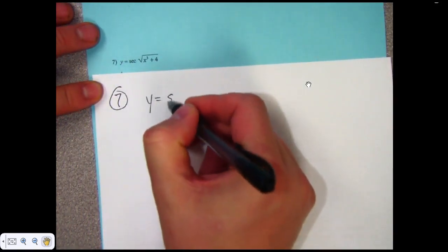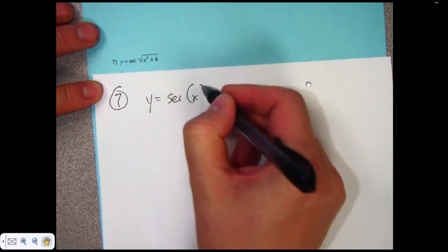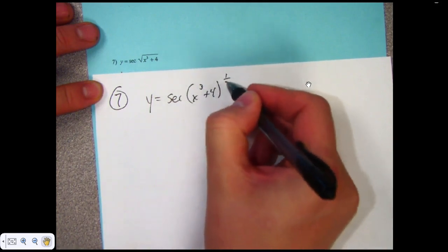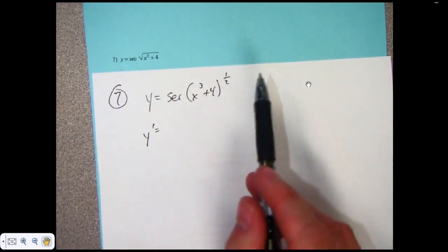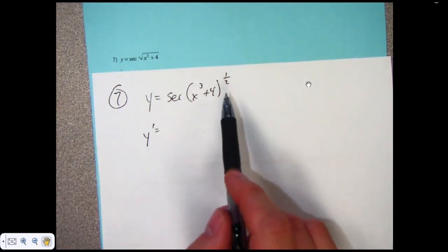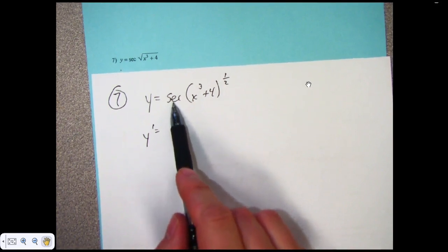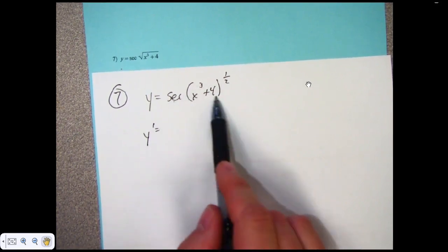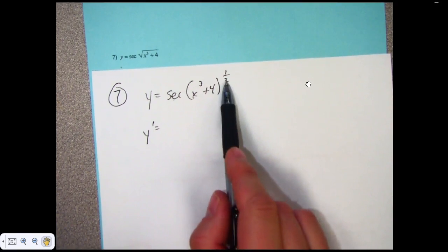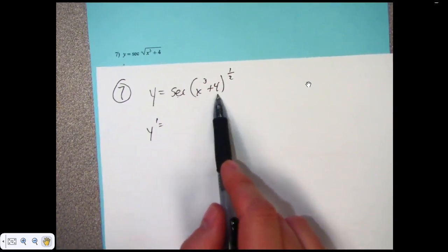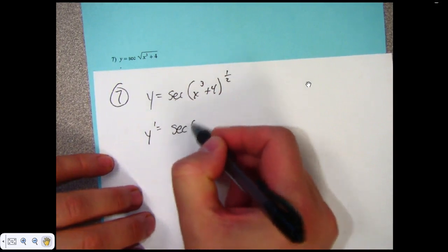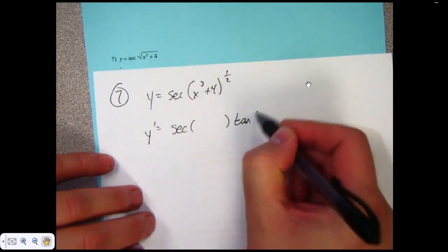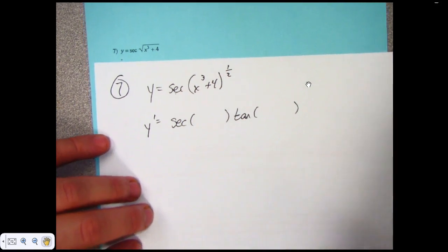Number 7. So this is y equals sec of x to the 3rd plus 4 to the 1/2 power. So we got a big, a middle, and a tiny. So my big guy is the sec. The 1/2 is not applying to the sec. So the 1/2 is the middle, and then the x to the 3rd plus 4 is the tiny guy. So I take the derivative of the big guy first. Well, the derivative of sec is sec tan. And what do I do with the little guy? I leave it alone.